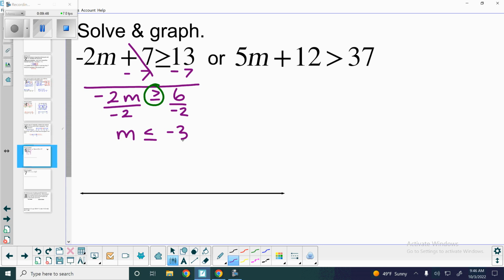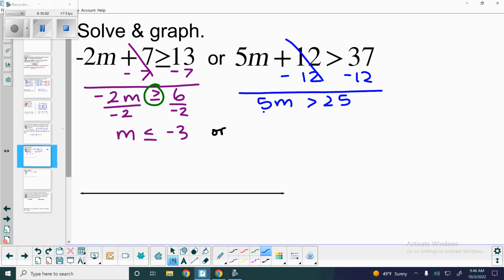This is just part of what our graph is going to look like. So we have to figure out what the other side says by solving 5m plus 12 is greater than 37. Okay. Now I'm going to minus the 12. So 5m is going to be greater than 25. And if I divide it by 5, I'm going to get that m is greater than 5. Okay, this entire thing is my answer.